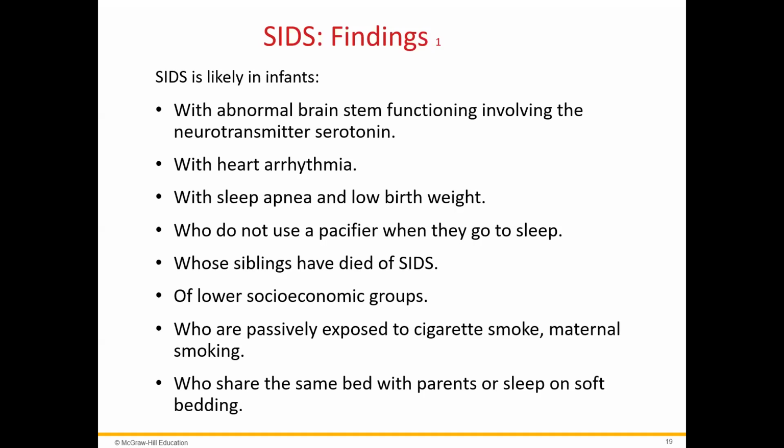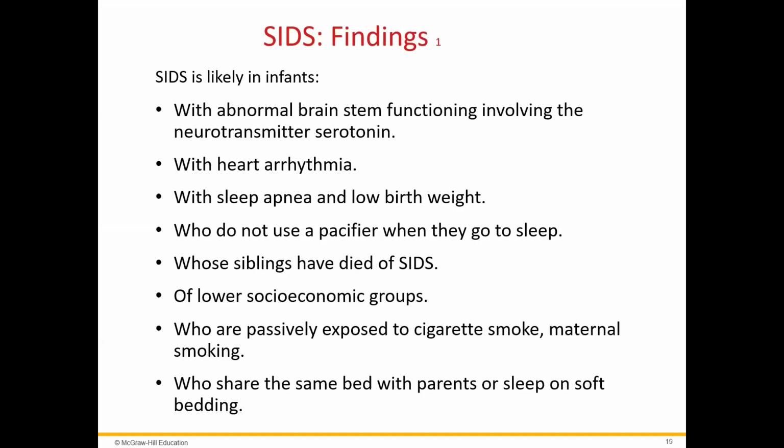So if they have an abnormal brain stem functioning involving the neurotransmitter serotonin, I'm not going to add to that. If they have a heart arrhythmia, SIDS is more likely. If they have sleep apnea or low birth weight, or the babies that do not use a pacifier when they go to sleep. So pacifiers have been shown to reduce the rate of SIDS. If they have a sibling who's died of SIDS, it makes it more likely that they will. So that means there must be something common between them, whether it's genetics or environmental similarities.